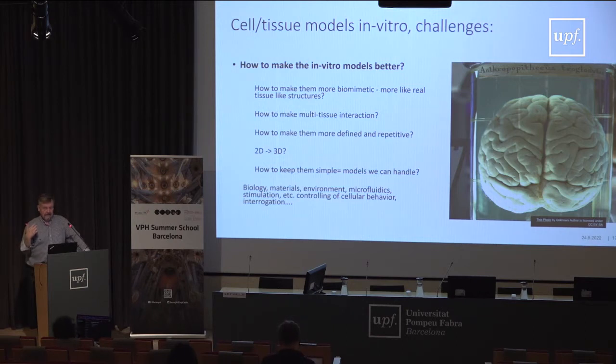And to look at tissue interactions, because the heart is not alone in the body, there are other cells and other organs as well. A really big problem is how to make them more repeatable and defined. And of course, one big thing is going from 2D to 3D, because our organs don't grow in glass or plastic, but really have an environment of cells.